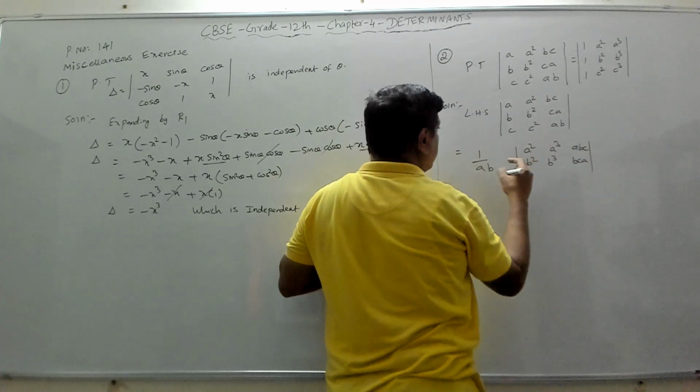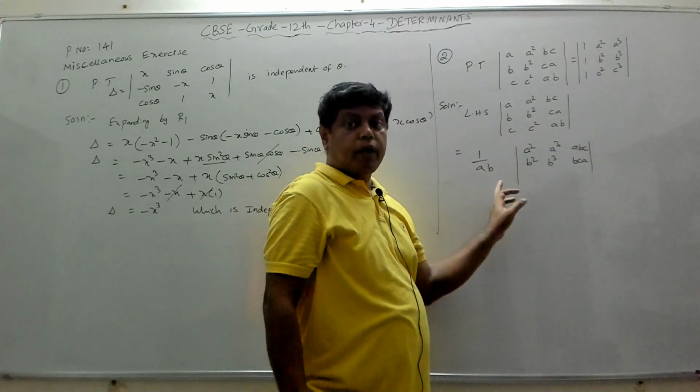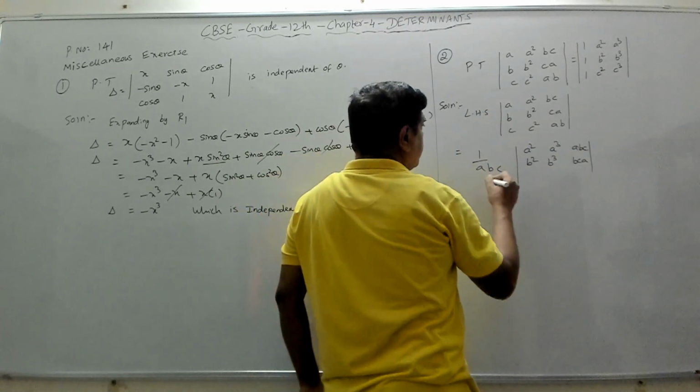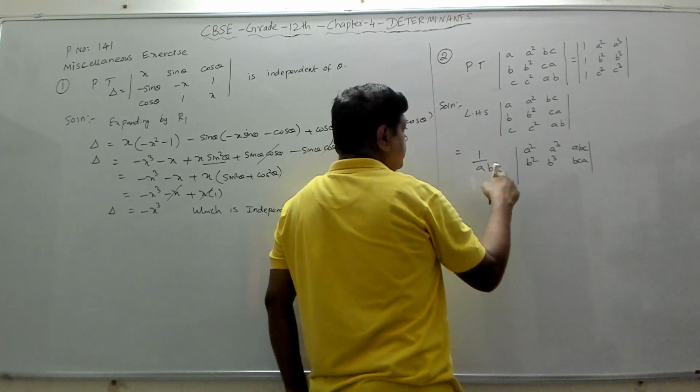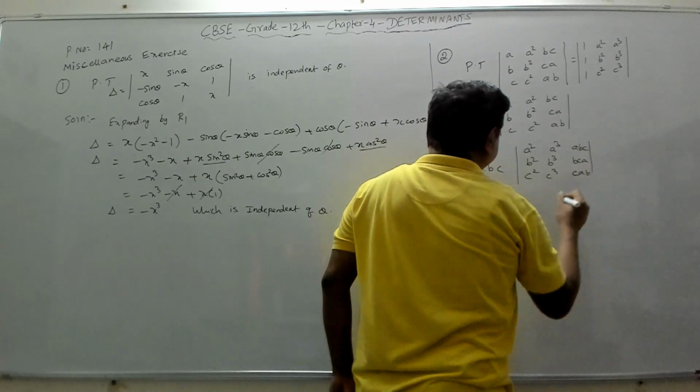Again, multiply the third row with C. When you multiply third row elements with C, you have to divide by C. Only then the value of the determinant will be same. So divide by C, so multiply by C. That's why I put 1 by C. So multiply by C, you get C square, C cube, CAB.